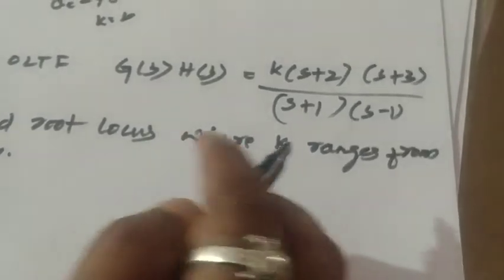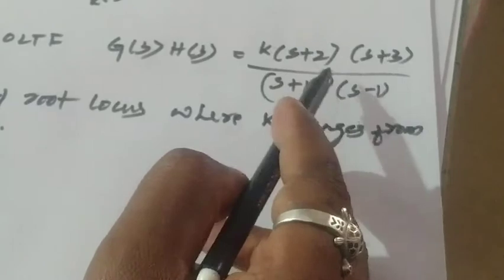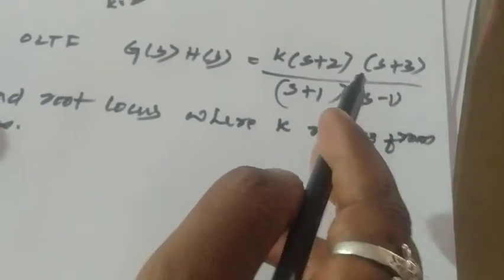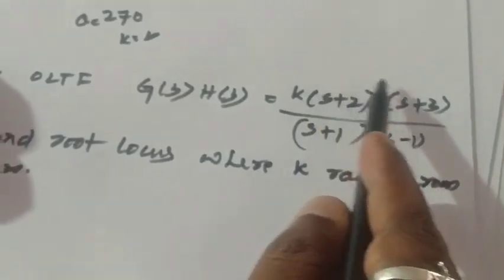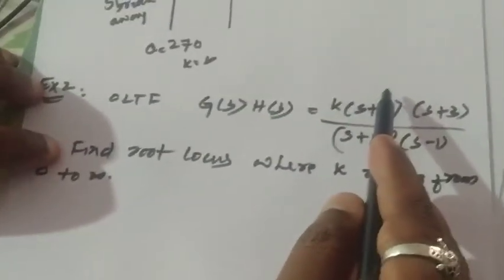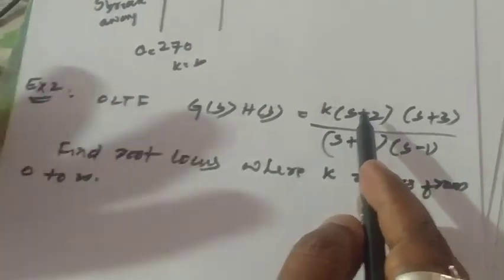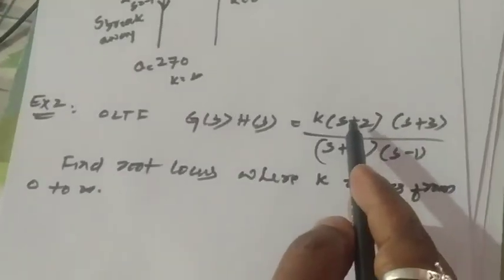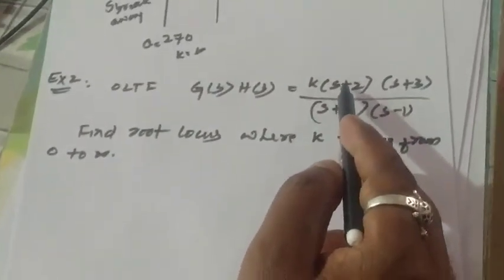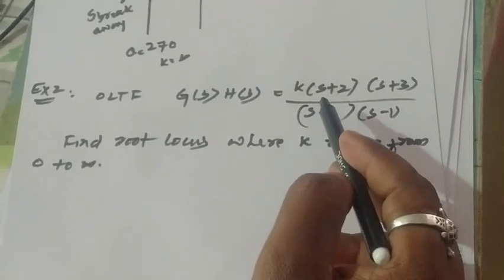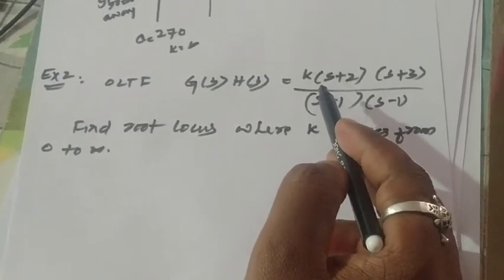So this is your open loop transfer function, K into S plus 2 into S plus 3, divided by S plus 1 into S minus 1. By observing it, the numerator gives the zeros and the denominator gives the poles. So far you have not seen s terms in the numerator in any problem. Here you have zeros also and poles also. Now I will move on to how to calculate.